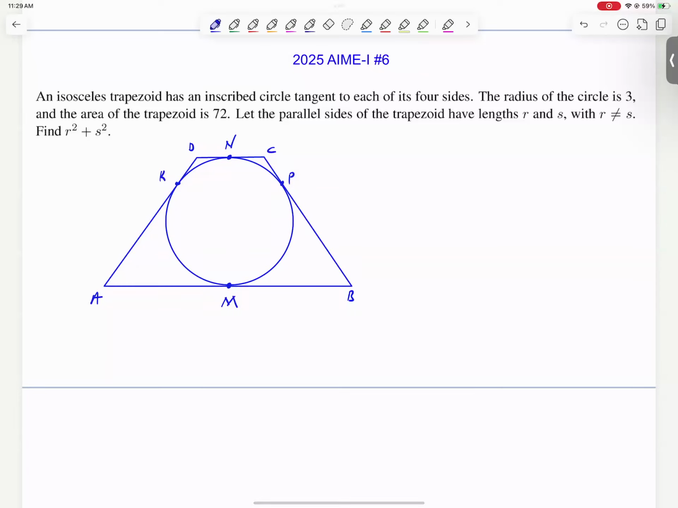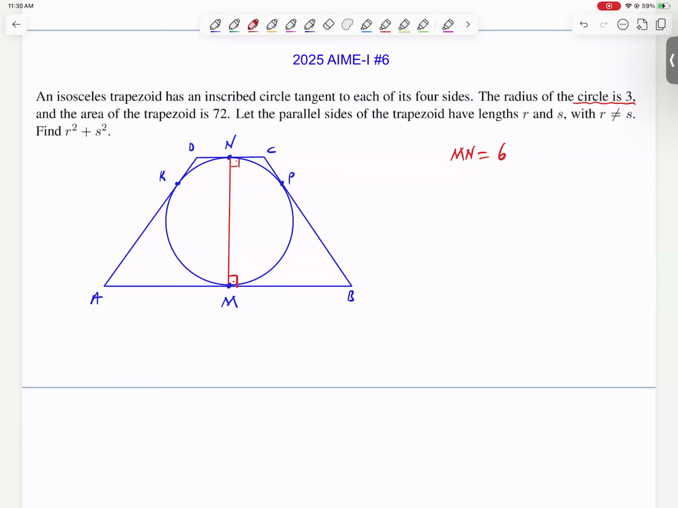The first observation is that if we connect M and N, the tangency points, this divides the figure exactly in half. That must be the diameter of the circle and also the height of the trapezoid. Since the radius of the circle is 3, the diameter is 6, so MN is equal to 6, also the height of the trapezoid.